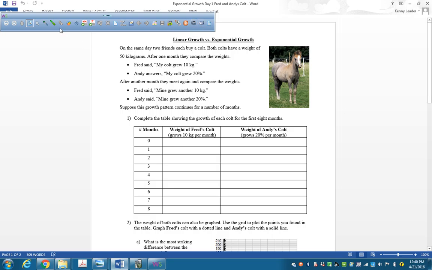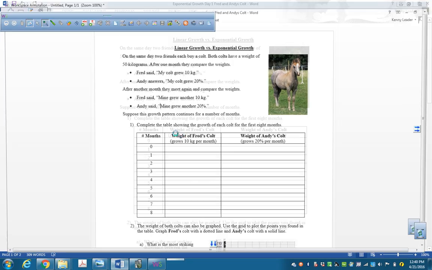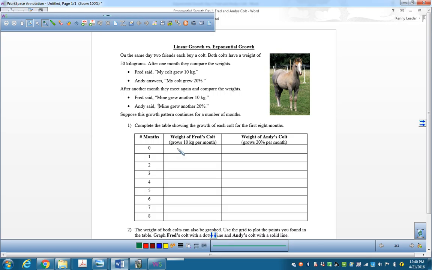So we're going to try to at least do the first month. After 0 months, what's the weight of Fred's colt? No, it's 50. Right, it starts at 50, and they're both 50. After 1 month, what's Fred's? It's 60, right?